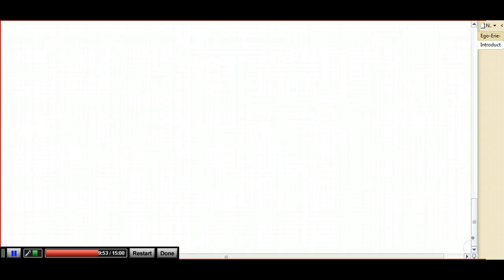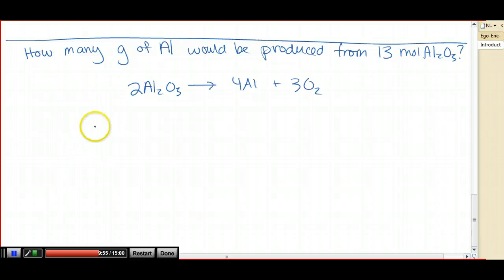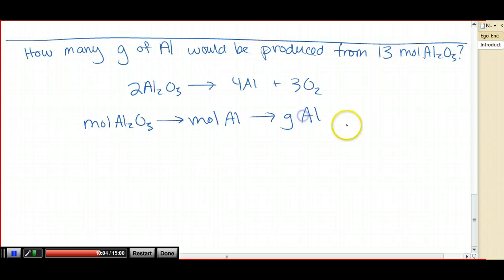First step is balancing the equation, which I already did, and now we need a plan. We need to go from moles of aluminum oxide to moles of aluminum to grams of aluminum. So that requires 2 conversion factors. If we scan all the way back up to all our possible conversion factors, which you can do in your notes, we notice that we need 1 for the relationship between moles from aluminum oxide to aluminum, and 1 for moles to grams.